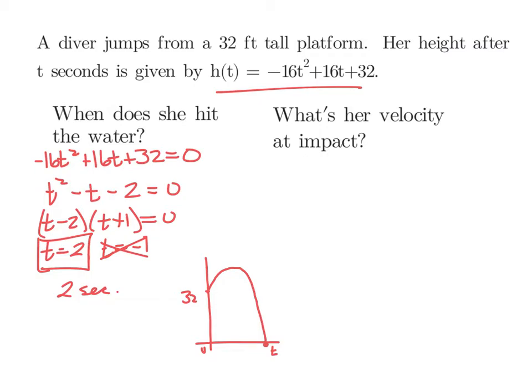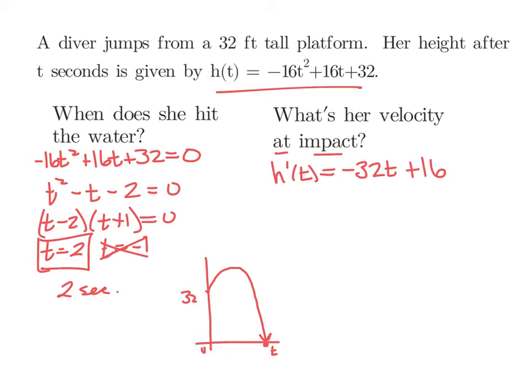Now, what's her velocity at impact? So we need to determine, are we looking for an average velocity or an instantaneous velocity? Since it says at impact, we are talking about that instant that she comes in contact with the water. So the instant that she lands, that's an instantaneous velocity. So we need a derivative. Finding the derivative of h would be -32t plus 16.